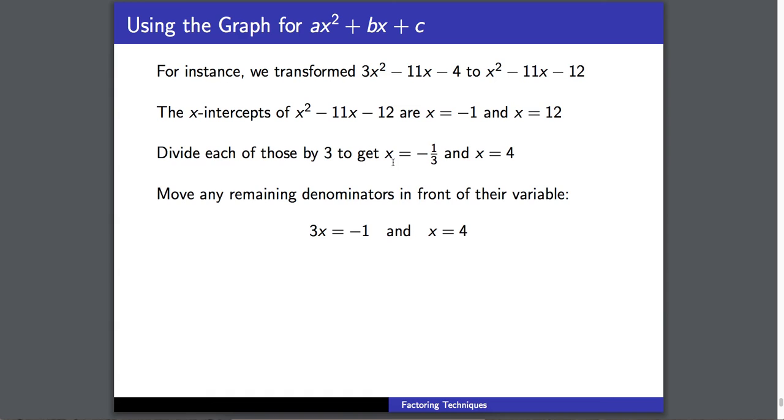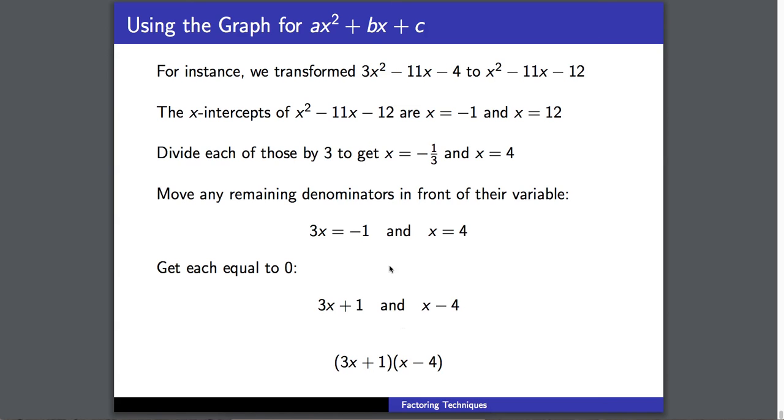So we'll get 3x equals negative 1, and we still have x equals 4. And now get each of these equal to 0. We can add 1 to both sides for the first one and subtract 4 from both sides from the second, and we get 3x plus 1 and x minus 4, which is how 3x squared minus 11x minus 4 factors as 3x plus 1 times x minus 4.